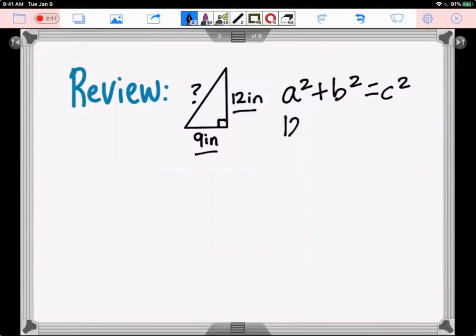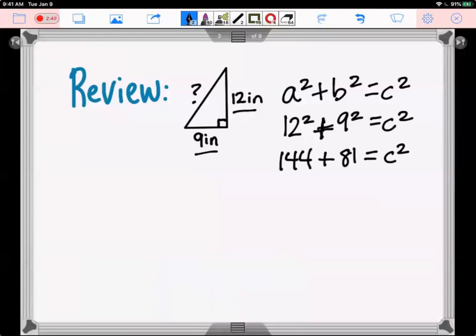So I'm going to put 12 squared plus 9 squared equals C squared. That plus looks a little weird. Sorry about that. All right, 12 squared plus 9 squared equals C squared. So 12 squared is 144. If you don't know that, put it on your calculator, 12 times 12. Plus 9 squared, 9 times 9, 81, equals c squared. All right, well, the next thing we can do is add. The 144 plus 81 is 225, equals c squared.